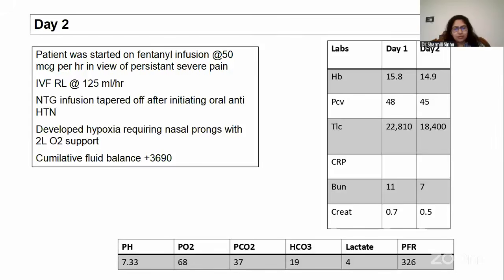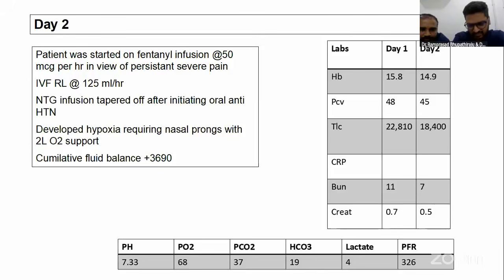So what would be the PF ratio? About 200, ma'am, if you take it as 0.3, 68 by 0.3 would be around that. Yes, around 200. So what would be the possible causes at this point of time of hypoxia?